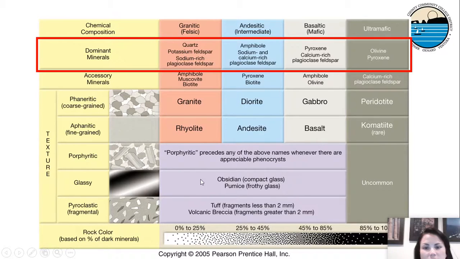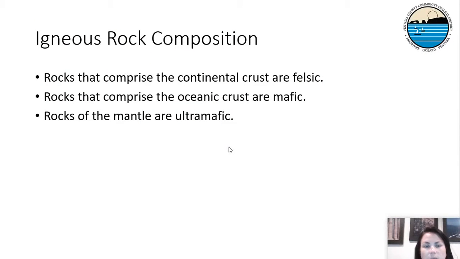And it shows that generally the only one with glassy texture is obsidian. And if you have pyroclastic or fragmental textures, those could either be tuffs or breccias. This is a handy way of trying to identify igneous rocks. Okay, so rocks that comprise the continental crust are generally felsic. Rocks that comprise oceanic crust are generally mafic, and rocks in the mantle are generally ultramafic.